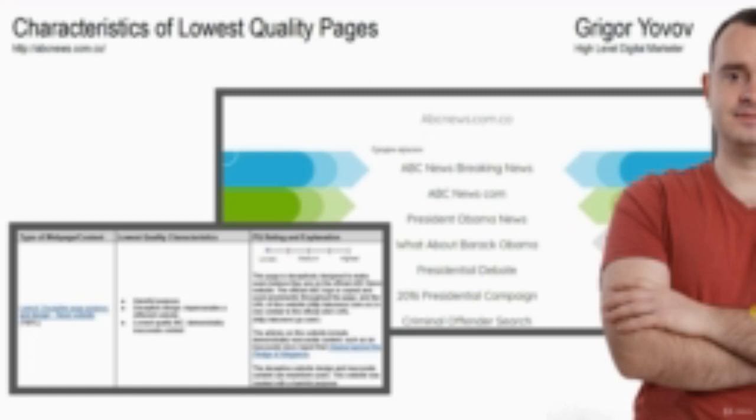The article on this website includes demonstrably inaccurate content, such as inaccurate news reporting that Barack Obama banned the Pledge of Allegiance. The deceptive website design and inaccurate content can misinform users. This website was created with a harmful purpose.